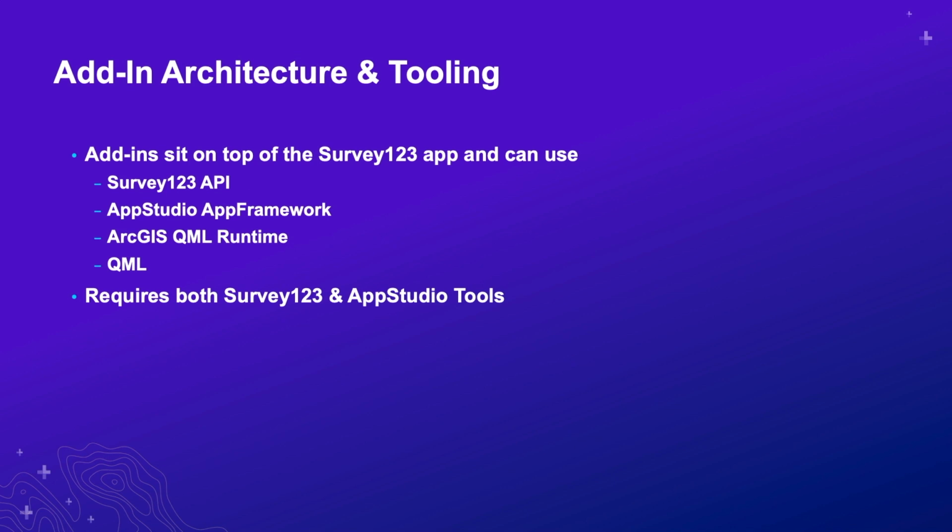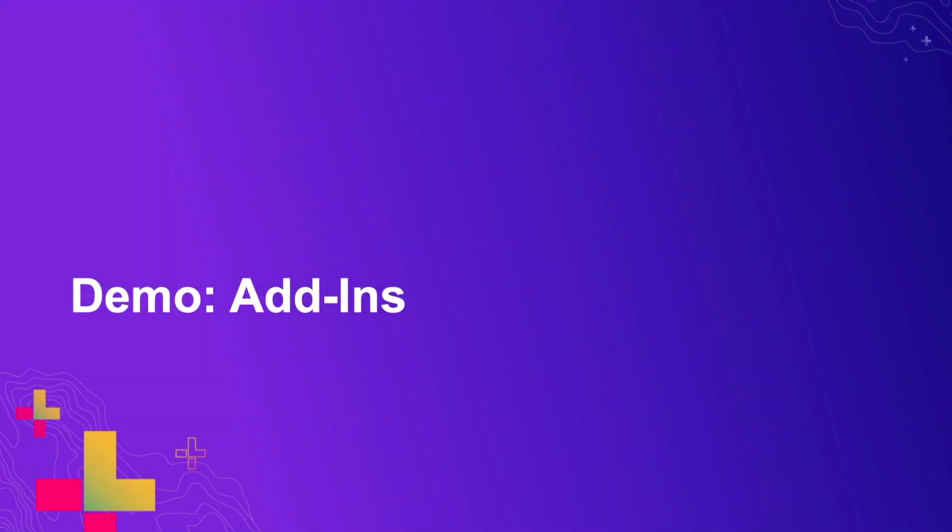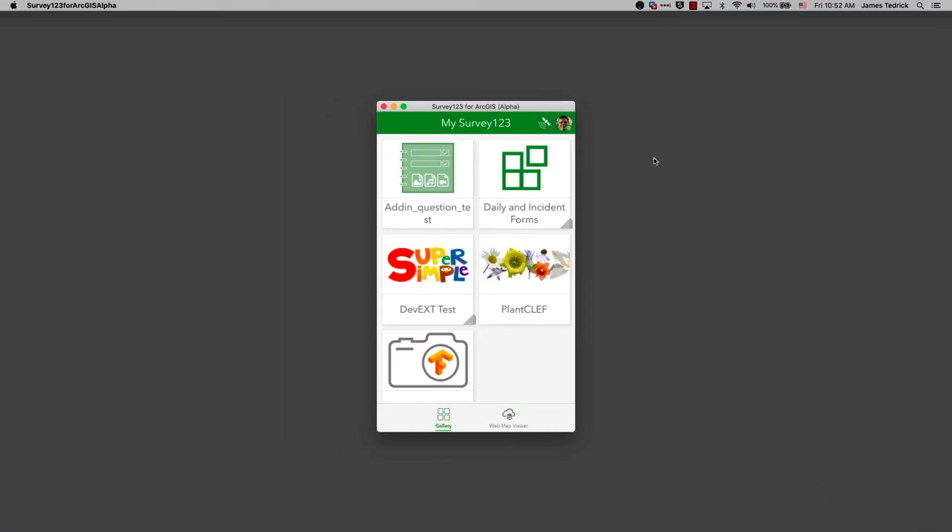As I noted, add-ins use the same development tools as Survey123, which means they will also have access to the same resources, including the App Studio app framework and ArcGIS QML runtime. This also means you'll need both the App Studio and Survey123 tools to create an add-in. Let's take a look at some sample add-ins. Here you can see I have an alpha version of Survey123.